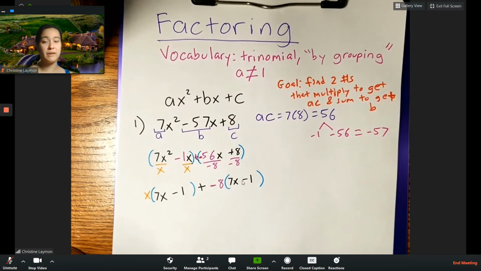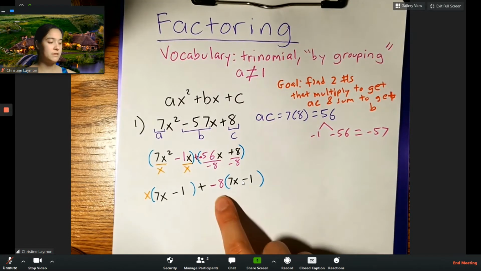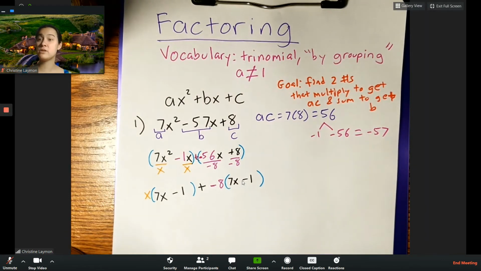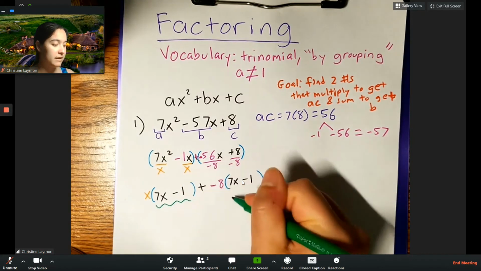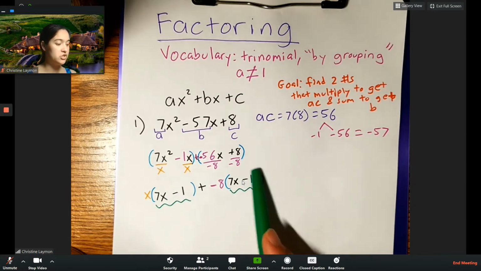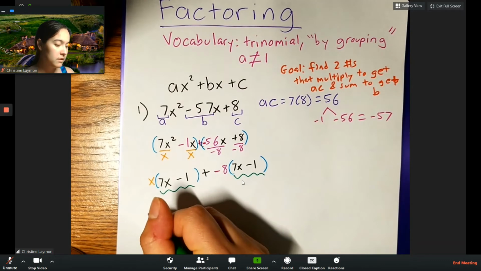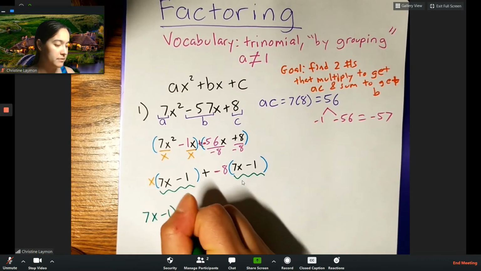Now take a moment and see what we have here. x times 7x minus 1, plus a negative 8 times 7x minus 1. This is a good thing. Factoring by grouping only works if the stuff on the inside is the same. So we're now going to go ahead and factor that out. So think of this giant green chunk and this giant green chunk. I'm going to pull out the green chunks and see what's left. So if I take this stuff out, slide this up here, I now have 7x minus 1.